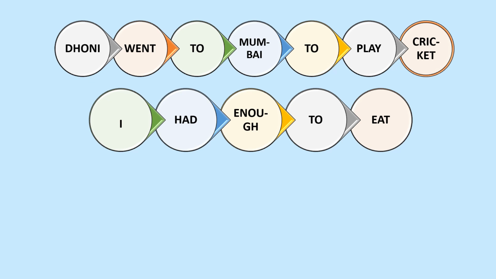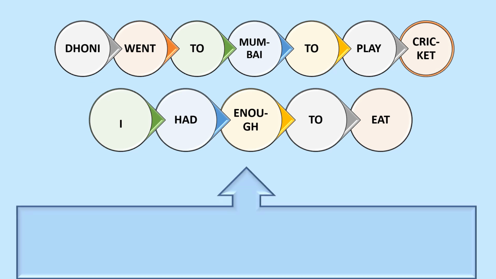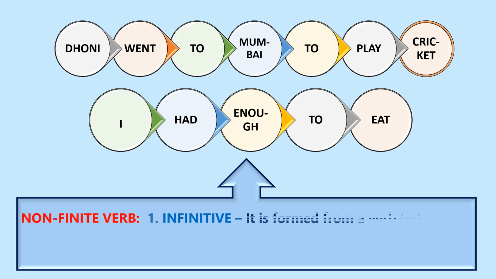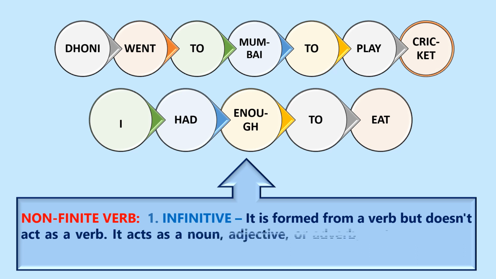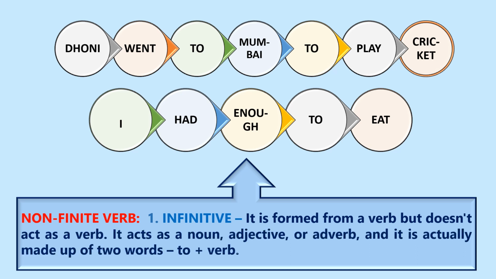So to eat and to play now are the first type of non-finite verb, which is an infinitive. Now infinitive is formed from a verb but doesn't act as a verb. It acts as a noun, an adjective or adverb, and it is made up of 2 words, that is to plus the verb. To play, to eat, to sing, to cry, to climb, to walk, etc. are all infinitives. Now, if I say walking is a verb, but to walk is not a verb.